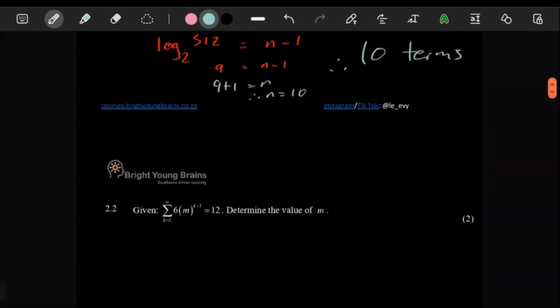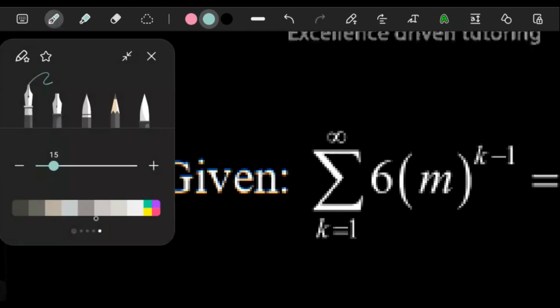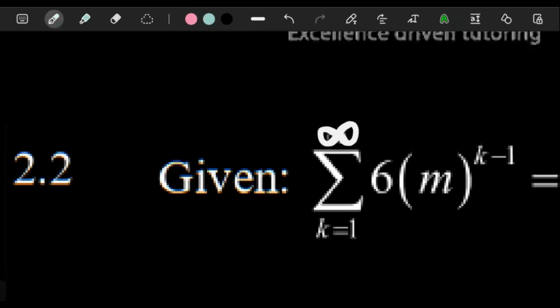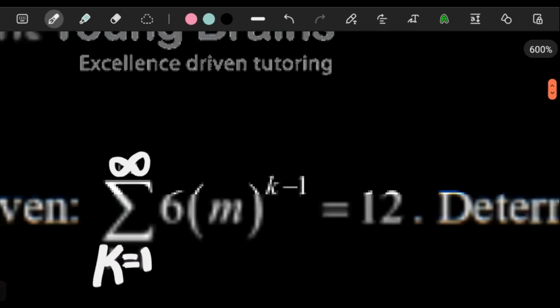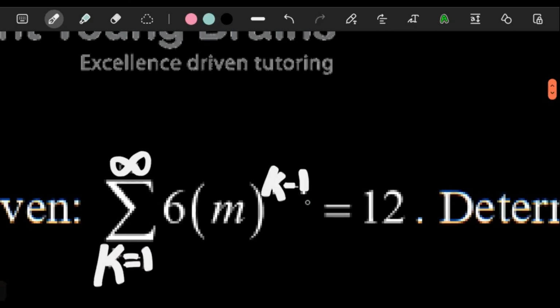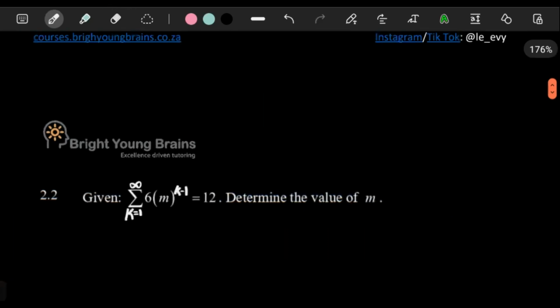The next one says 2.2. Let me actually highlight this a bit because here, this is our infinity symbol. This is saying k is equal to 1, and then this is saying k minus 1. So with this information given, you have to remember that it says given this equation, it's an equation because there's a left side and a right side. Given this equation, they say that we should determine the value of m.